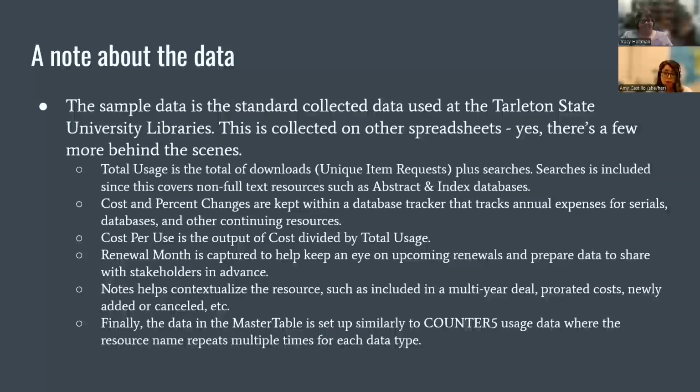The renewal month in this data set is captured to help keep an eye on upcoming renewals and prepare data to share with stakeholders in advance. Notes help contextualize the resource, such as, is it included in a multi-year deal? Were there prorated costs for a particular year? Was it newly added or canceled, just for those context details? And then finally, the data in the master table is set up similarly to Counter 5, where the resource name repeats multiple times for each data type, and that's used as a filtering point.